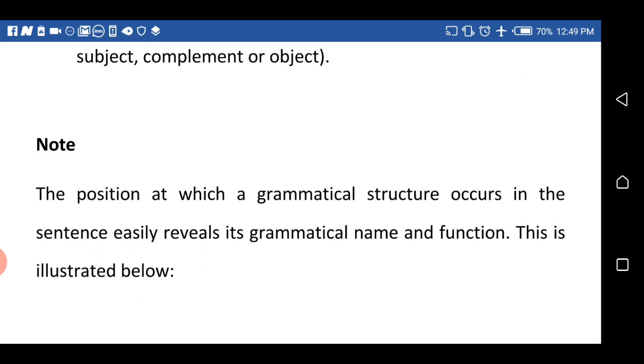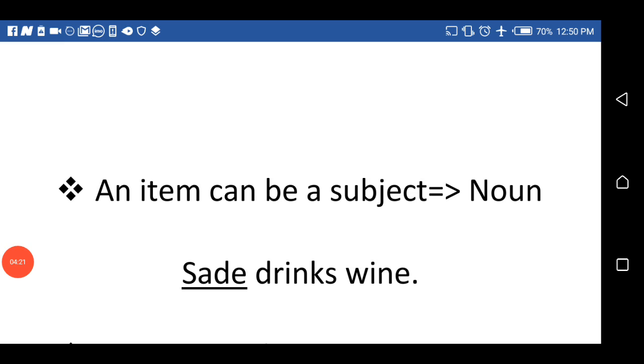This is illustrated below. An item can be a subject. That is, an item can perform the function of a subject. In such a case, in the example below, you have: Shade drinks wine. Shade is a noun. Shade is taking the function of a subject in the sentence.